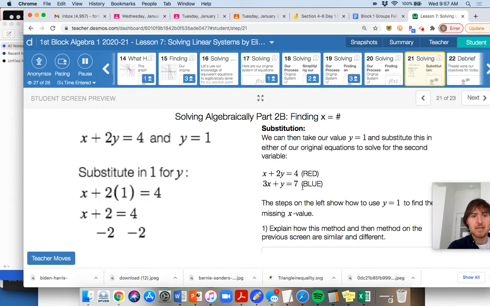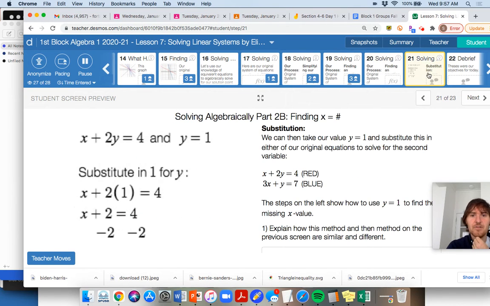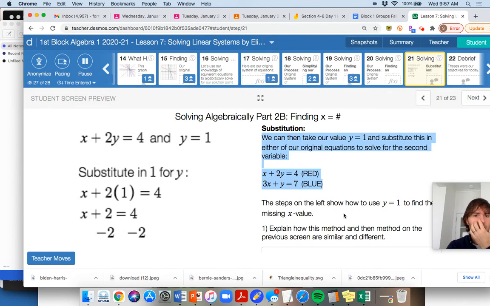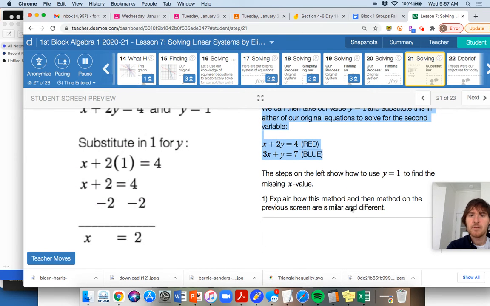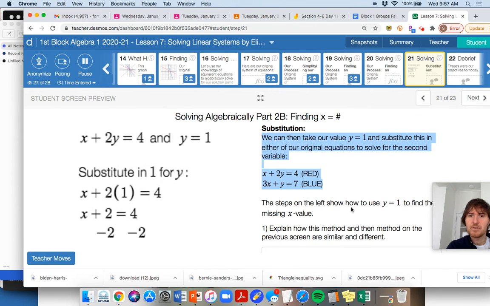So let's check this out. What do you got here? y equals 1. Part 2b. Part 2a is that. Anyways, substitution. We can take our value y equals 1 and substitute it into either of these equations and solve for the second variable. Okay, so this is just solving for the x variable. Next steps on the left show to use y equals 1 to find the missing x. Explain how this method and the method on the previous screen are similar and different.